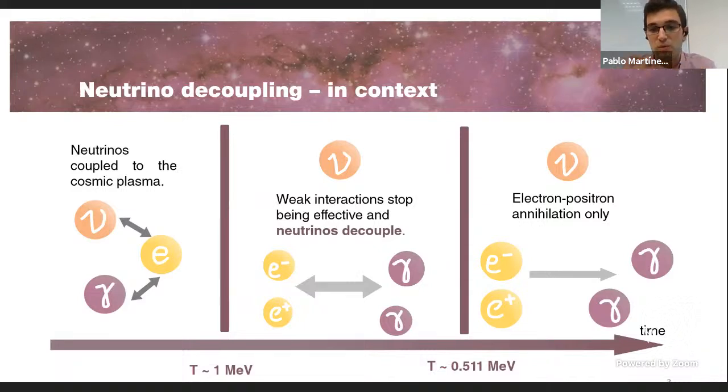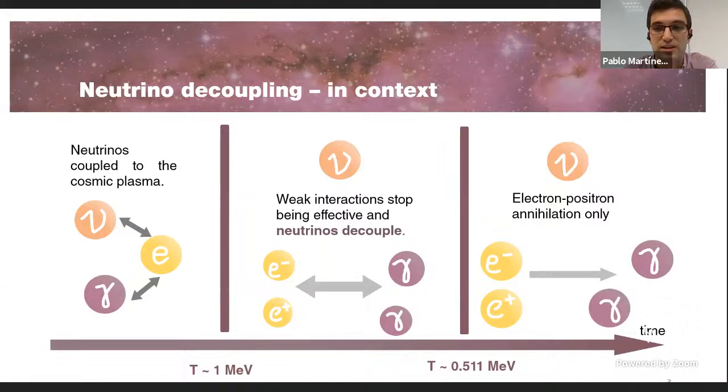And then again, when the temperature reaches around the mass of the electron, the process of pair production of electron positron from 2 photons is no longer possible, and then there's only this channel, electron positron annihilation into photons. This means that there's an injection of entropy into the photons, and that increases the temperature of photons with respect to neutrinos. So this is basically the idea.